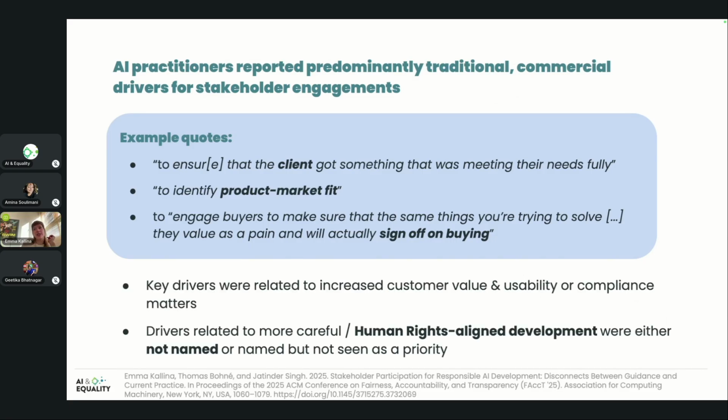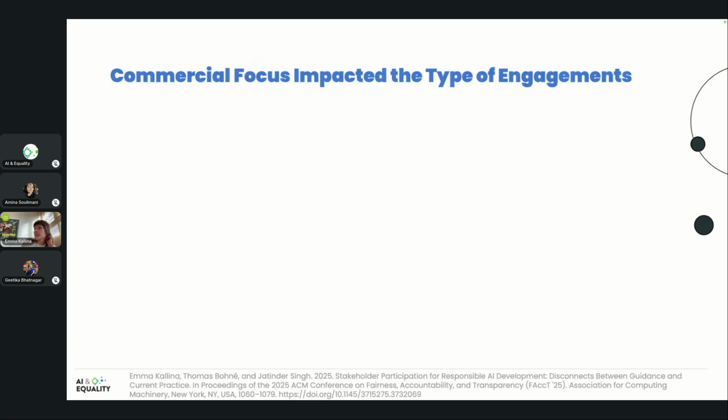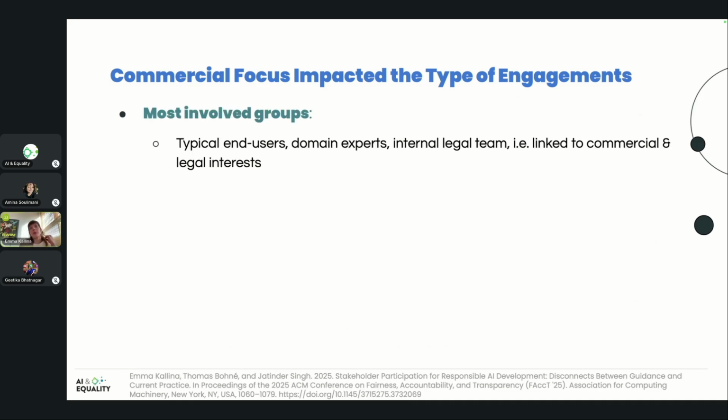So this is obviously a problem, because then we look at usability and customer value. We're not looking at rebalancing decision power. And especially anything related to human rights aligned AI development wasn't mentioned, or in the survey it was not selected or was a really low priority. Obviously this really impacts the type of engagement. Most involved groups were typical end users, domain experts, and the internal legal team. So again, linked to commercial or legal interests. Not getting sued was also an interest.